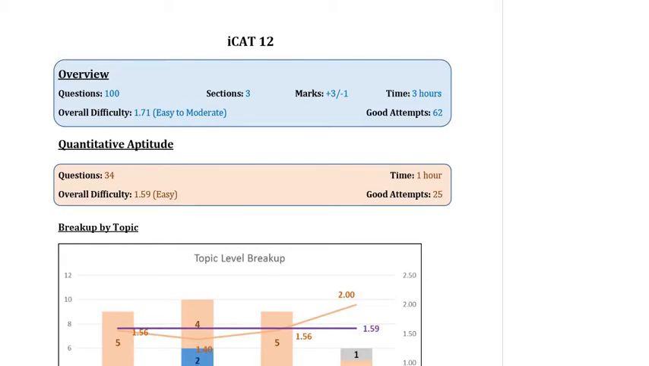Hello and welcome to the third and final part of the analysis of iCAT12, which is part of our All India National Level CAT test series for CAT 18. As we saw in the first two parts, iCAT12 has been classified as an easy to moderate mock.